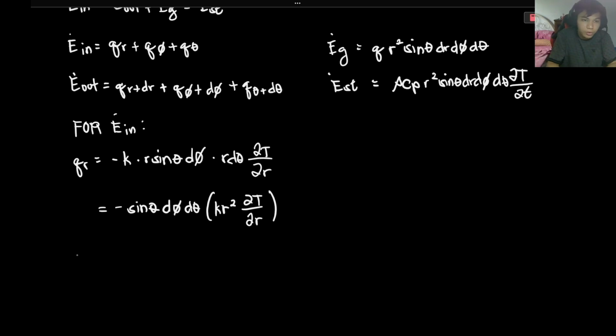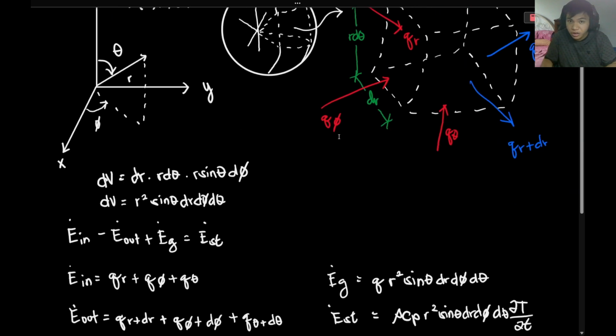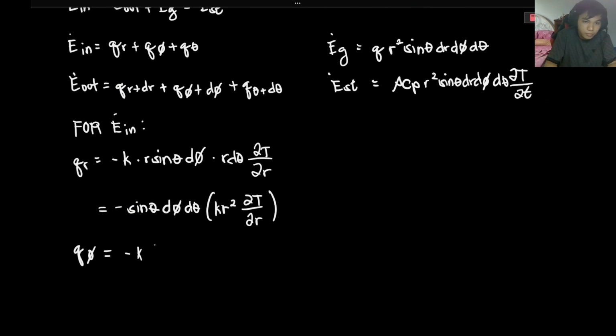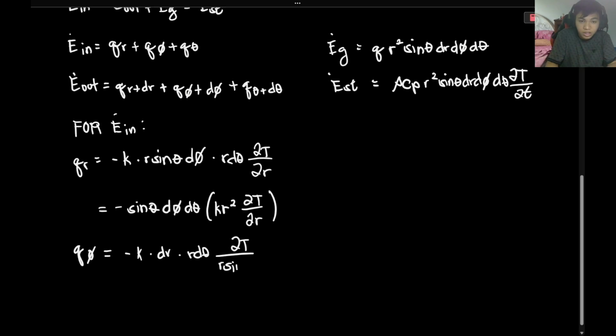Okay? For our Q phi, again, negative k and the other coordinates here that are not in terms of phi. So, that would be times dr times r d theta. Okay? And that would be the partial derivative of the temperature with respect to r sine theta d phi. Now, we can treat our r sine theta as a constant, so we can cancel some values here. So, let's cancel this r, like so. And then we can simplify this.